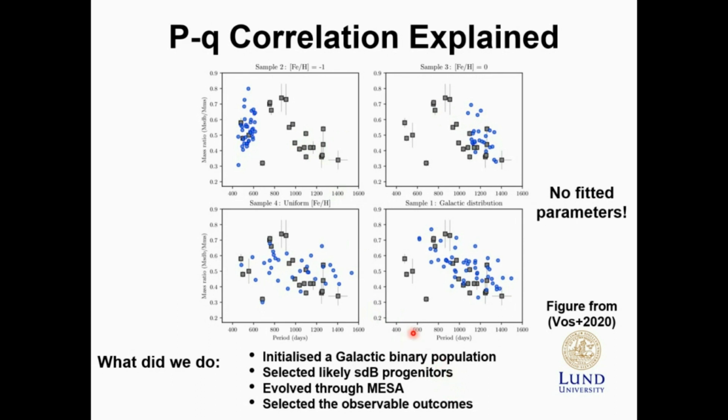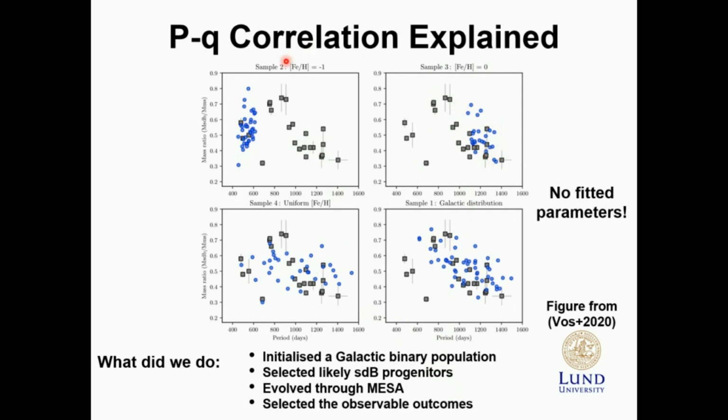Basically, if we check what happens to a sample of MESA simulations if we initialize them at solar metallicity, so metallicity like the sun, which is very typically done in binary population studies, we find that, as I mentioned, it's very hard to explain the observations with detailed stellar simulations.